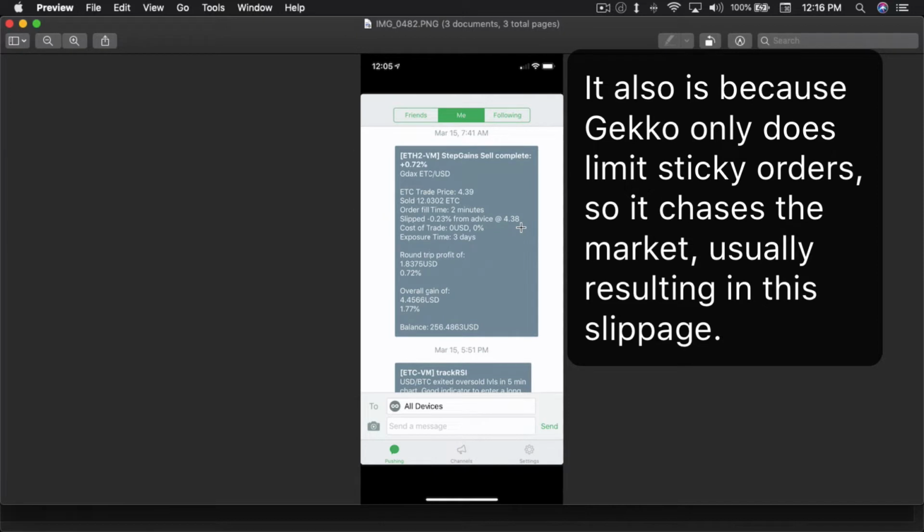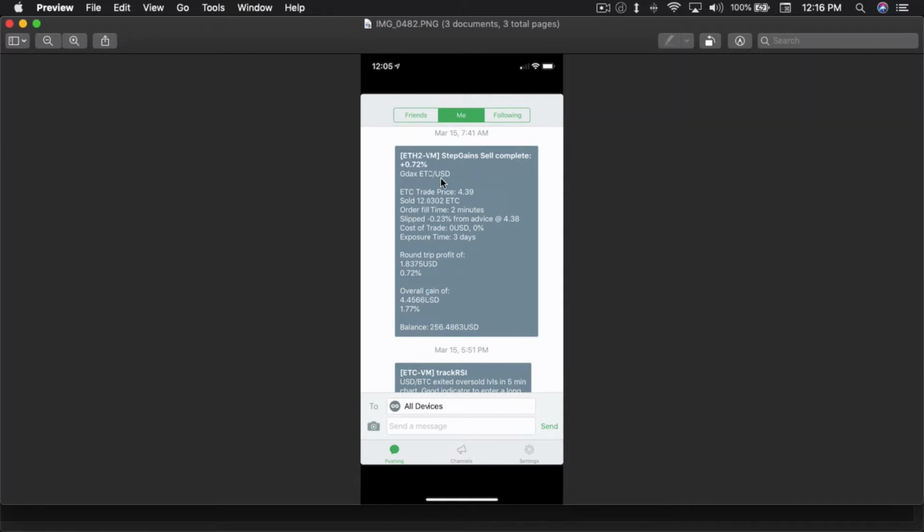And then when a sell happened, you can see that I didn't even make 1% gains. I only made 0.72% gains. And again, it slipped from the price I wanted, by 0.23%. Honestly, I don't really know why it made only 0.72%. It should have made more than that, but you can tell that the slip happened, and that's why I was supposed to sell at 439 and it went down to 438.